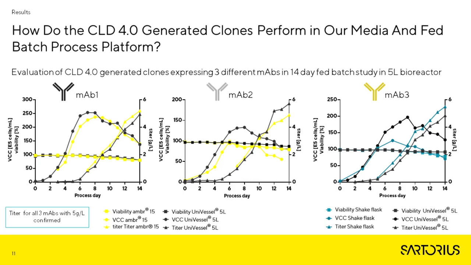And here again, these are the same monoclonal antibody 1, 2, and 3. And in yellow, it's the amber curves, and in black, you see the bioreactor curves. And what we see is that in these two cases, it's very much comparable. Here, in this case, the growth curves go a little bit away from each other, but I have to point out that this was a comparison between a shake flask versus a 5-liter vessel.